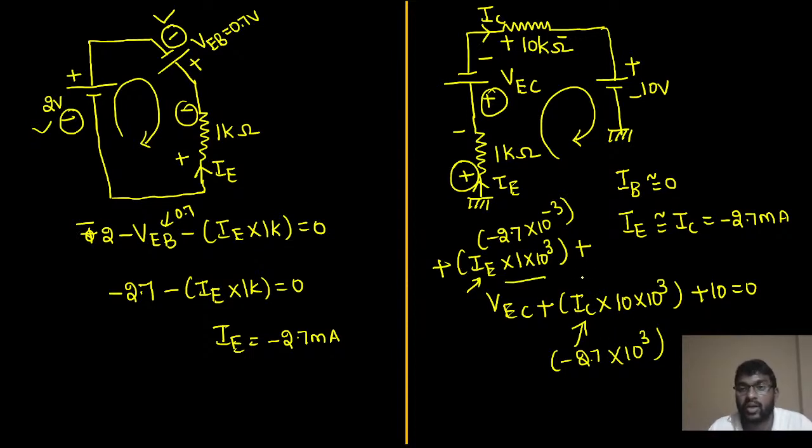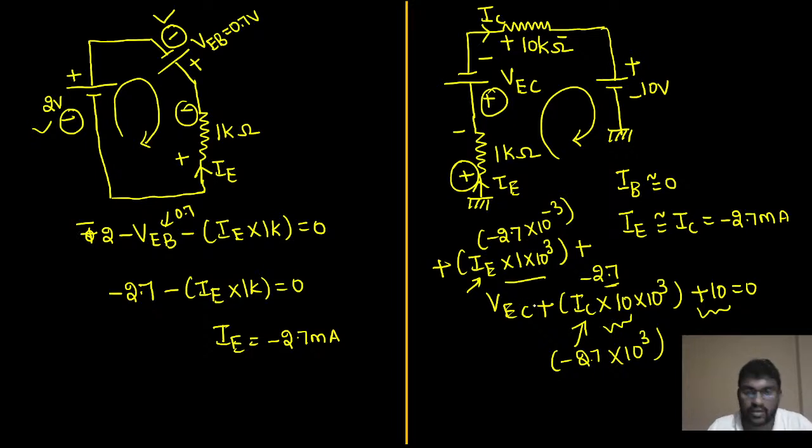Here you will get minus 2.7. And here also, minus 2.7, and I am multiplying it by 10, so it will become minus 27. Because it is 2.7, I am multiplying it by 10, so it will become minus 27. Then here we have plus 10 voltage. Everything is fine now.